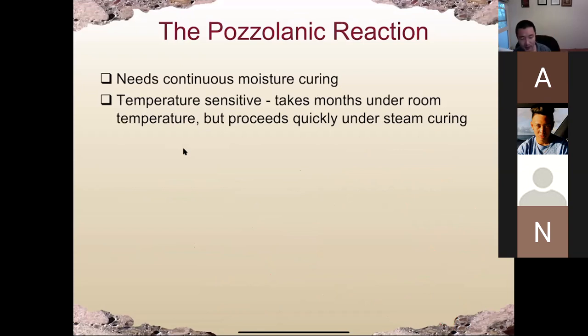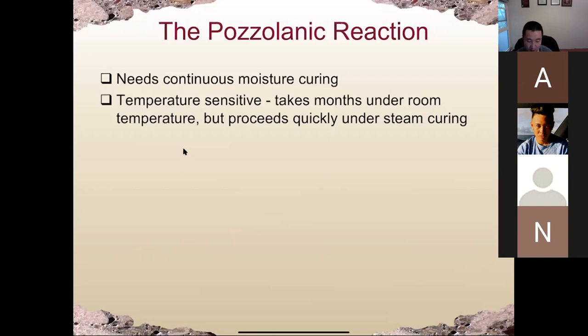Another point about the pozzolanic reaction is it needs continuous moisture curing. We need long exposure to water for the pozzolanic reaction to continue. It takes months or even years for the pozzolanic reaction to finish. Okay. So this is different from hydration of Portland cement. For Portland cement, after 28 days, the first month, more than 90% of the reaction will finish. Okay. But the pozzolanic reaction will take a longer time.